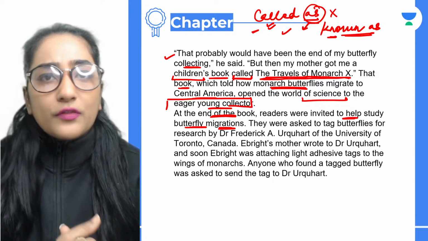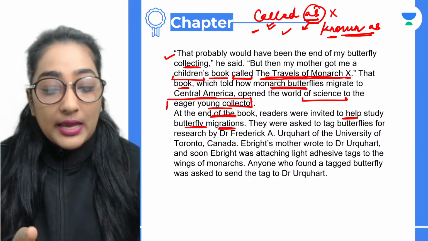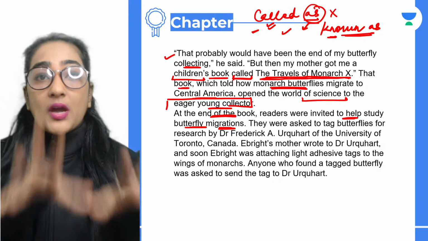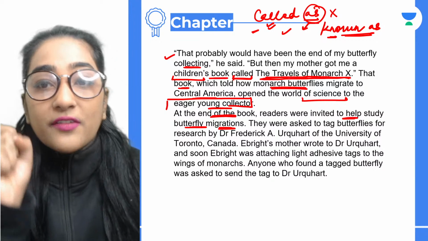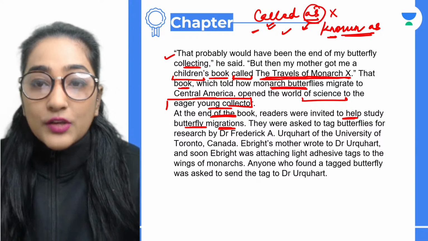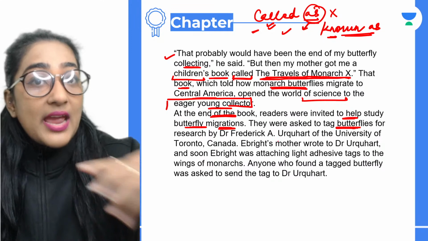So now in the books of science, this usually happens. The person who writes a book, they invite the readers who can really help in studying the butterfly migrations. Like how butterfly migrated from this place to Central America. How did they go there? So they were asked to tag butterflies for research by Dr. Frederick A. Urquhart of the University of Toronto, Canada. Very important. So now they were asked to tag butterflies. Now they were asked to send in the butterflies with their studies, okay, for research.